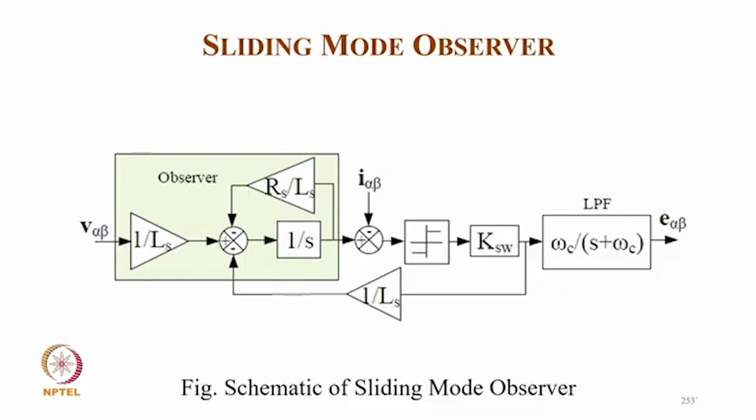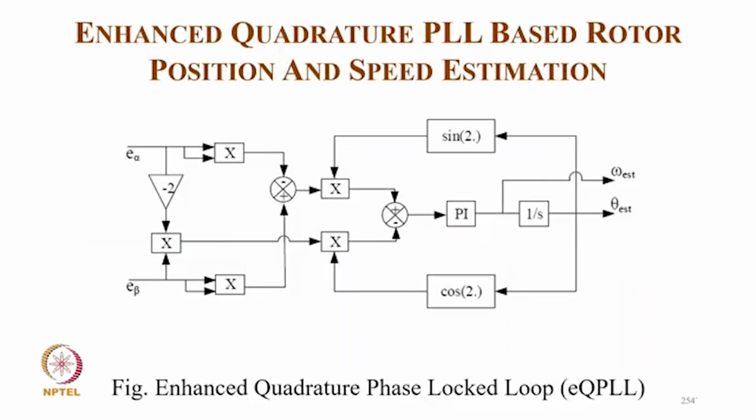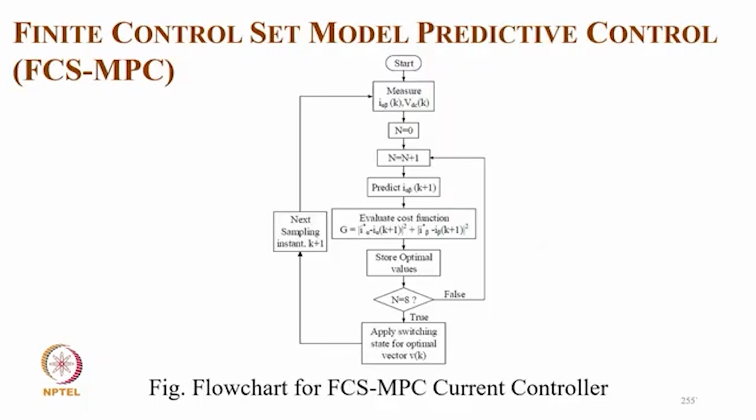And this is the block of your sliding mode observer. So we have V alpha beta, 1 by S LS, and from feedback we get the typical I alpha beta. With the feedback I alpha, we go to the limiter and K SW, then to the low pass filter to get the back EMF E alpha beta, from which we can find out the position and speed also. From E alpha, E beta we get the position and speed from this estimator using a quadrature phase locked loop.